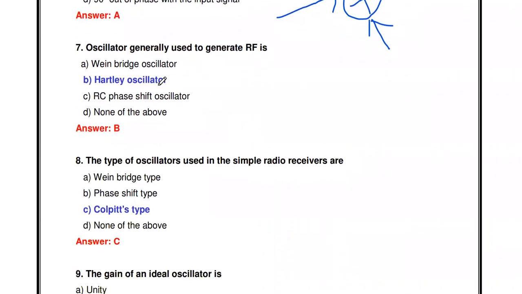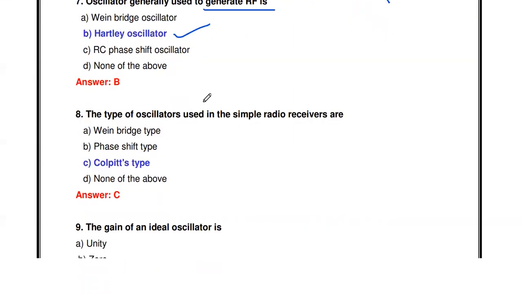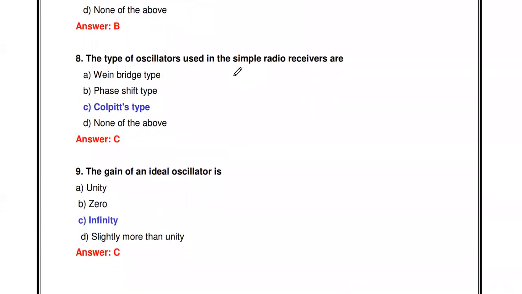Then the next one, oscillator generally used to generate RF is dash. RF means radio frequency signal. Already you know, in order to generate the radio frequency signal, we have to use LC oscillator. So in the given 4 options, which one is an LC? Hartley. The Hartley oscillator is used to generate the radio frequency. Wien-Bridge and RC phase shift oscillators are used to produce only the audio frequency. So Hartley is the correct answer.